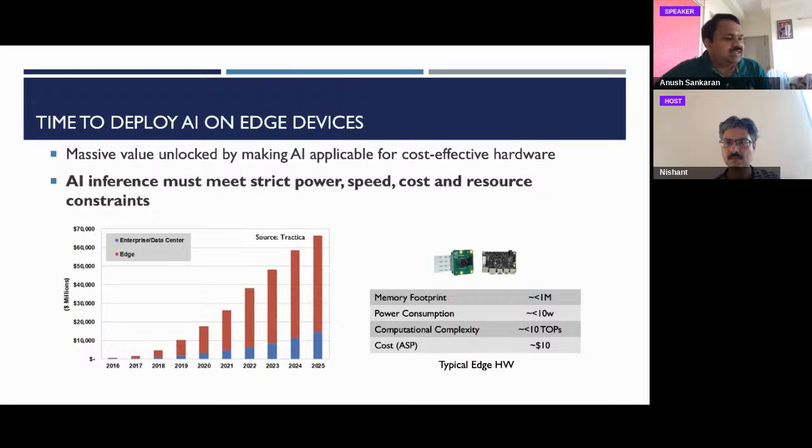Even if it is 5G, it will not help the problem, because this is a very, very critical problem that we are trying to solve.